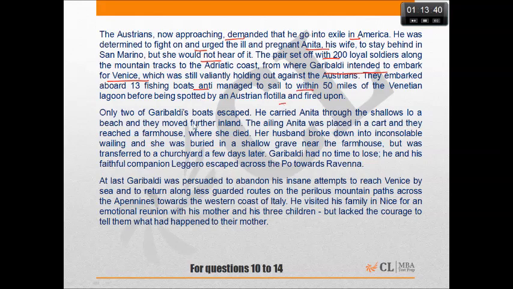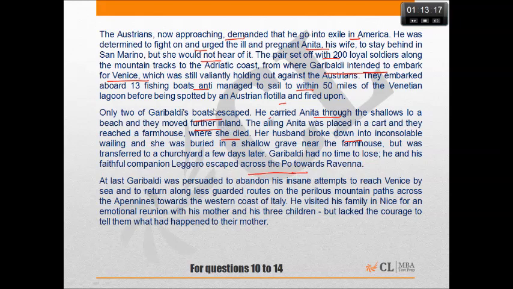Only two of Garibaldi's. He carried her through the shallows and low beach and moved further inland. The ailing woman was placed in a guard and they reached a farmhouse where she died. Her husband broke down, inconsolable. He and his faithful command escaped across the Po towards Ravenna. He had no time to lose. He did not reach Venice, that means.